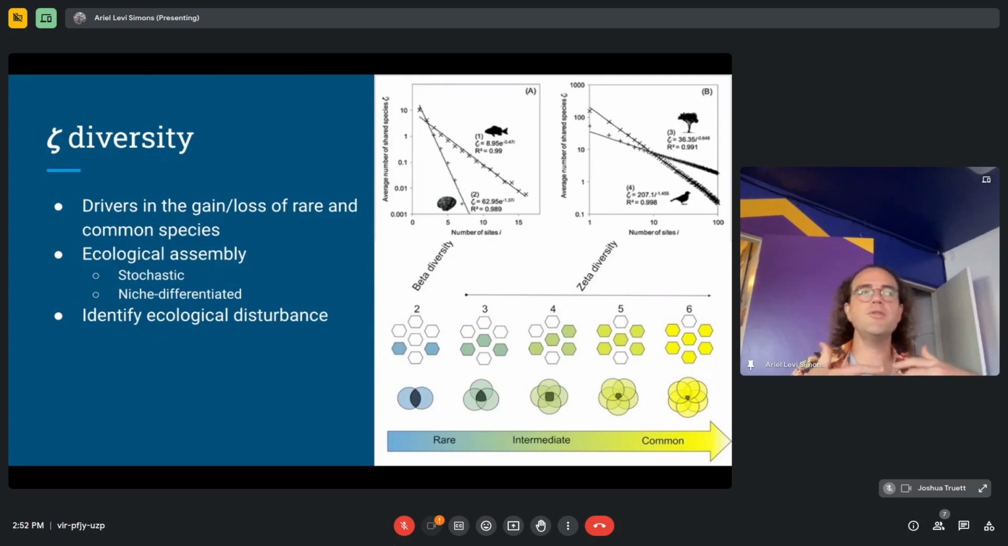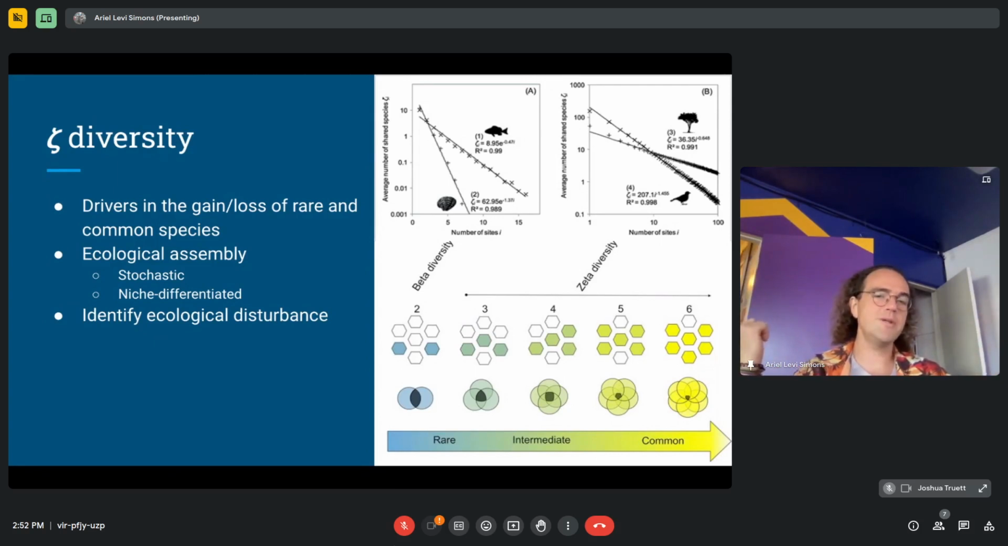And so it's really useful to look at different orders of zeta, because zeta 1 and 2 will tell you things that are changed by rare species, and zeta sub 20 or 30 will tell you things that are driven by common species, and allows you to make these comparisons simultaneously.